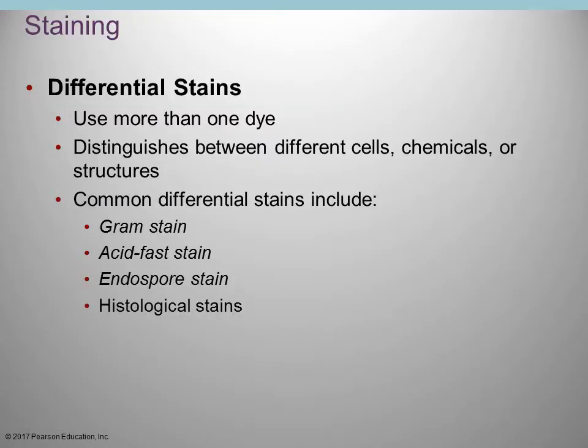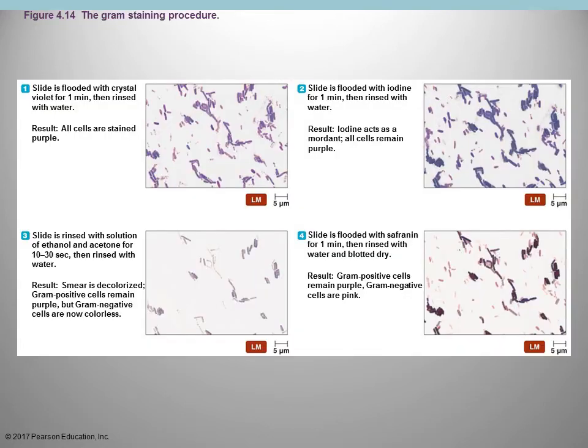A differential stain is when you're going to use two stains. By using two different dyes, two different stains, it allows you to distinguish between two different cells. There are some differential stains that are used quite a lot in microbiology. The most fundamental basic stain that you will use in microbiology is the Gram stain. There's also what's known as an acid-fast stain. There's an endospore stain, and there are various other histological stains that are used.